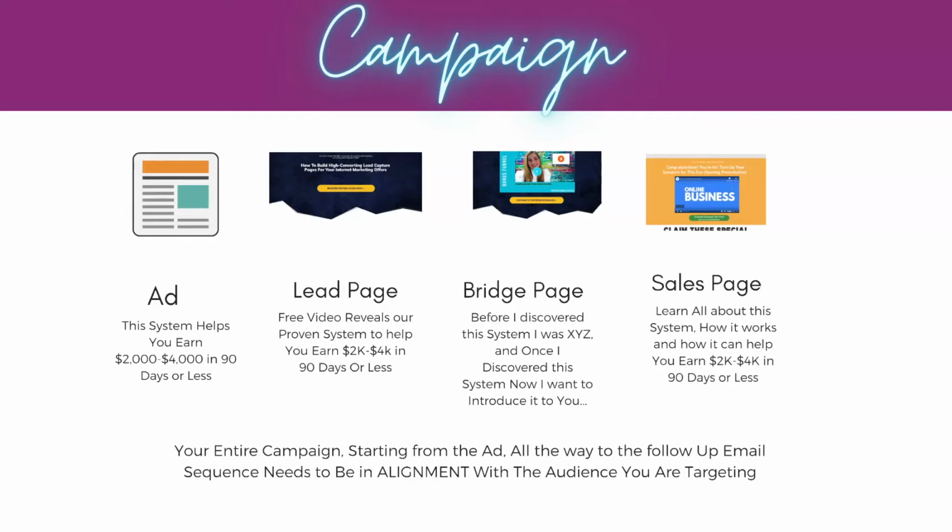When you go to a website, it's kind of like going to the Home Depot and you are able to see everything that you offer. But a funnel funnels people into one specific laser targeted purpose. So that's basically what your campaign is in a nutshell. Your entire campaign, starting from the ad all the way up to the follow-up email sequence, needs to be in alignment with the audience that you are targeting. So we're going to get into that in just a moment as to why that is so important.